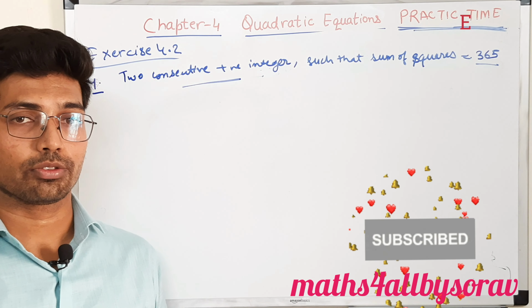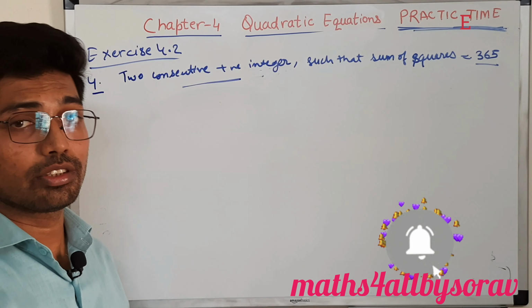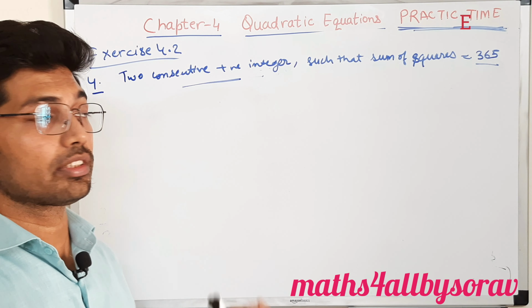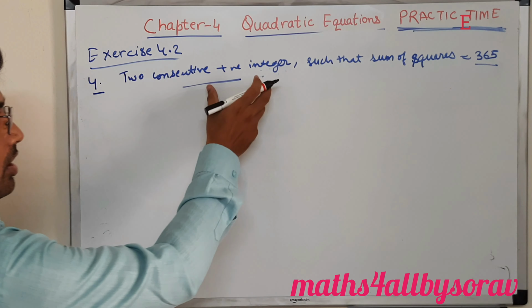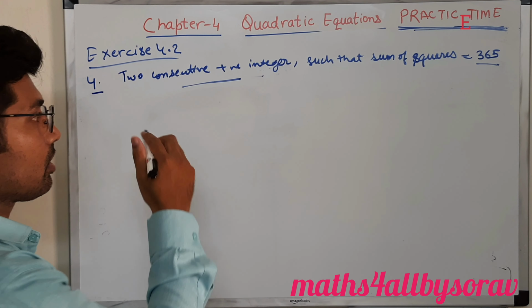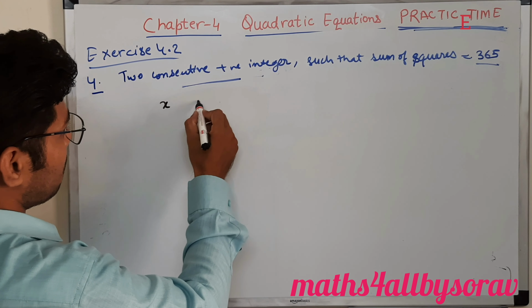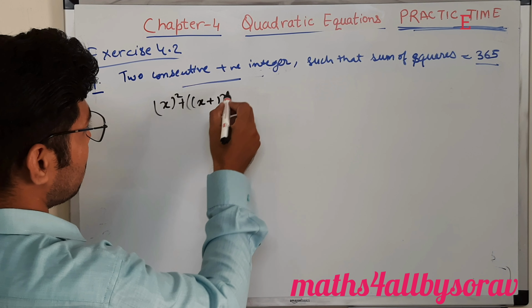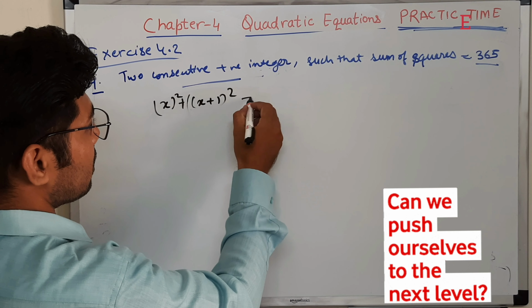Okay guys, now come to our next question. Here we need to find two consecutive positive integers whose sum of the squares is 365. Okay, they are consecutive, so it means one is one more than the other. So one number is x, the other will be x plus 1. So if we square both the numbers and sum them, we will get 365.